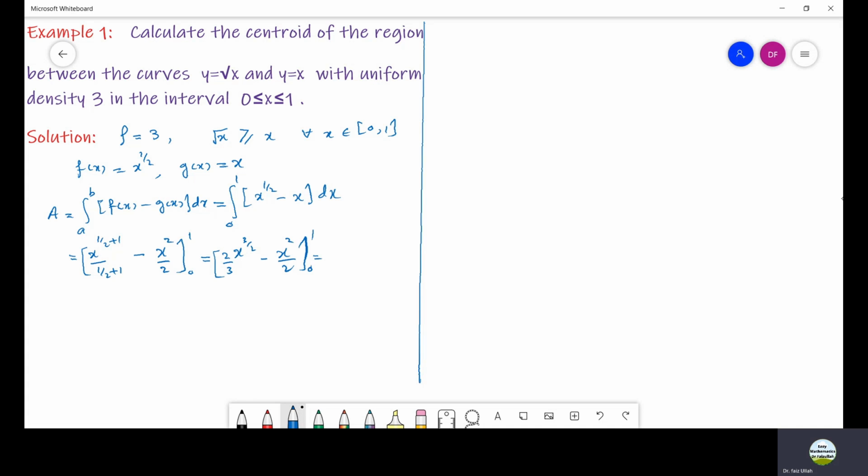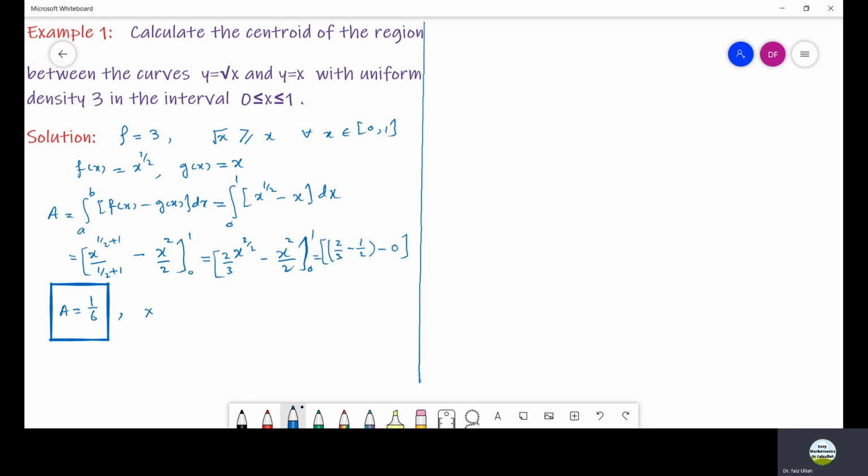Now if we put the limits, we have 2 by 3 into 1 minus 1 over 2, minus 0. So the next term is 0, we don't need that one. And if we simplify this, we get A is equal to 1 over 6. So that is the required area.